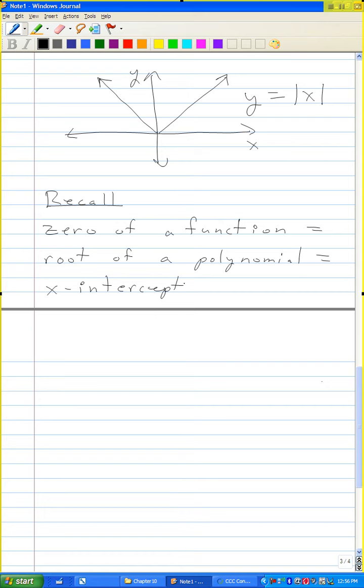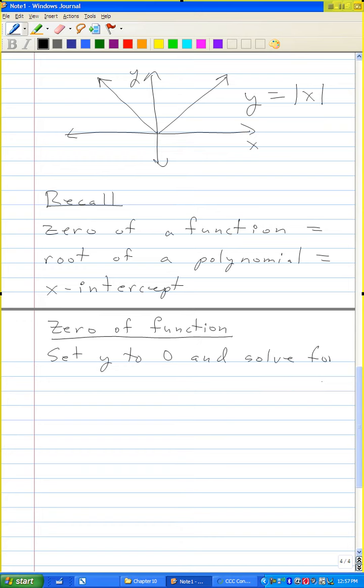So these are all the same thing. If you recall, well, we're doing functions, so I'll call it a zero of a function. If you recall, how to find the x-intercept is you set y to 0 and solve for x. So to find a zero of a function, set y to 0 and solve for x. And that'll give you the zero of your function.